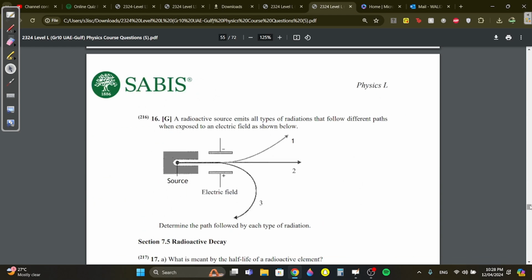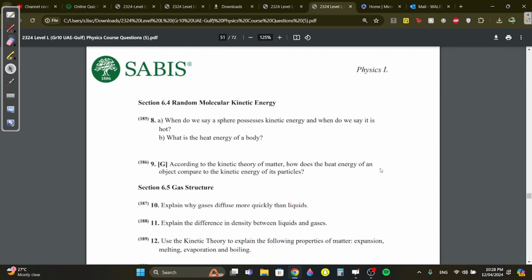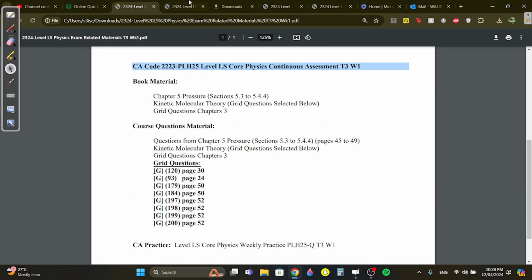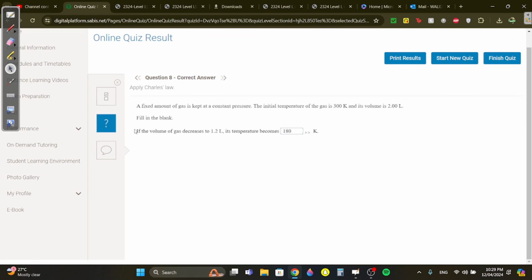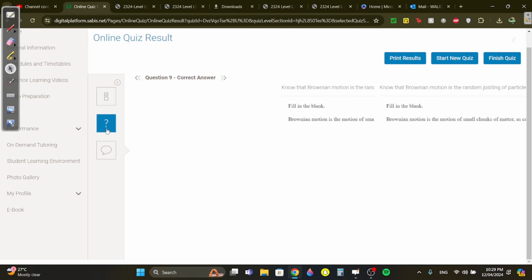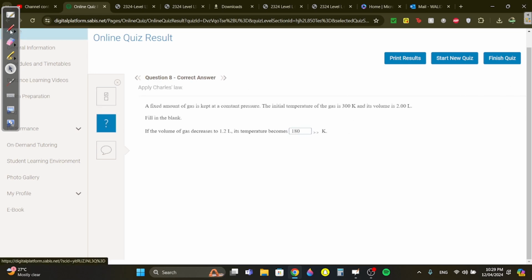That's for next week. Let's stay here. Right now, they're starting to introduce you to theoretical physics, and in theoretical physics you have to understand. You can't really memorize. The tiniest particle of matter, everybody knows it's an atom. And I think the next one is Brownian motion. Okay, Question 8.